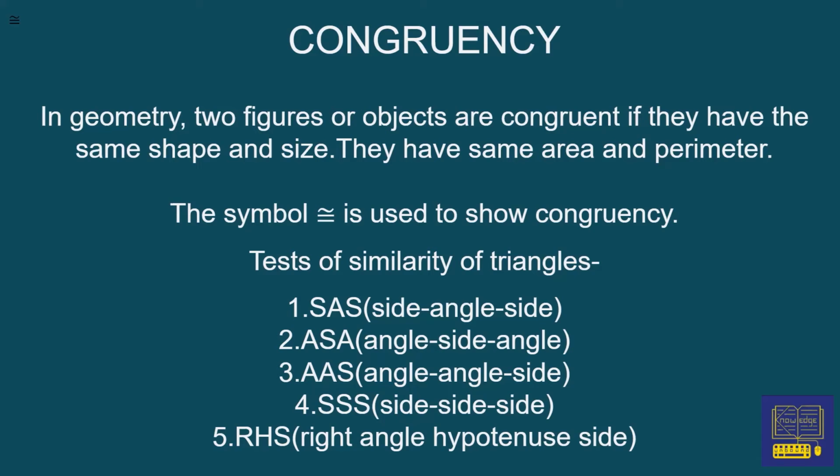The tests or conditions of congruency of triangles are the SAS test, wherein two sides and the angle between them are equal. The second is the ASA test, wherein two angles and the side between them are equal. The third one is the AAS test, wherein two angles and the side next to them are equal. The fourth one is the SSS test, when all three sides of two triangles are equal. The fifth one is the RHS test, wherein for two right angle triangles, the hypotenuse is of the same length.